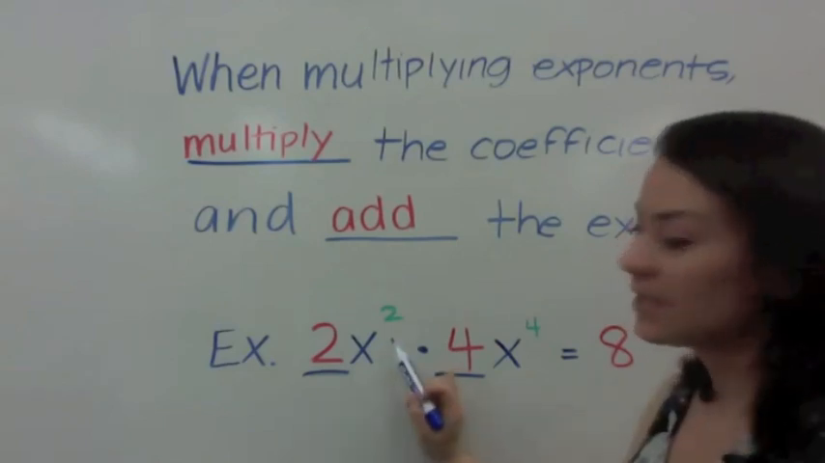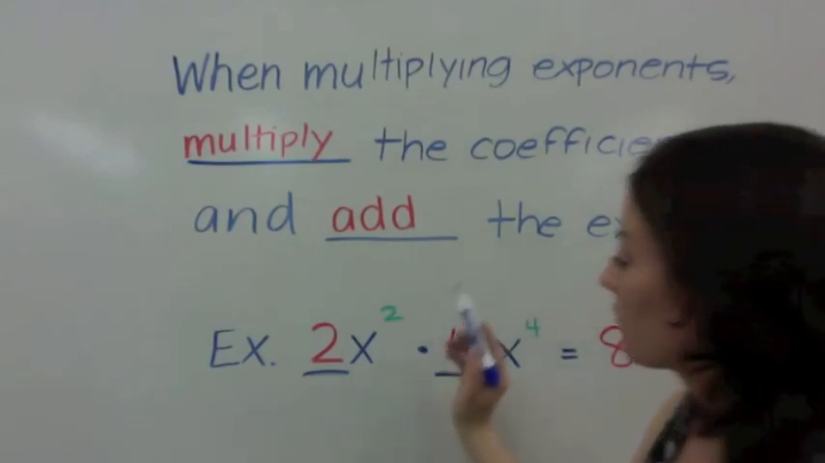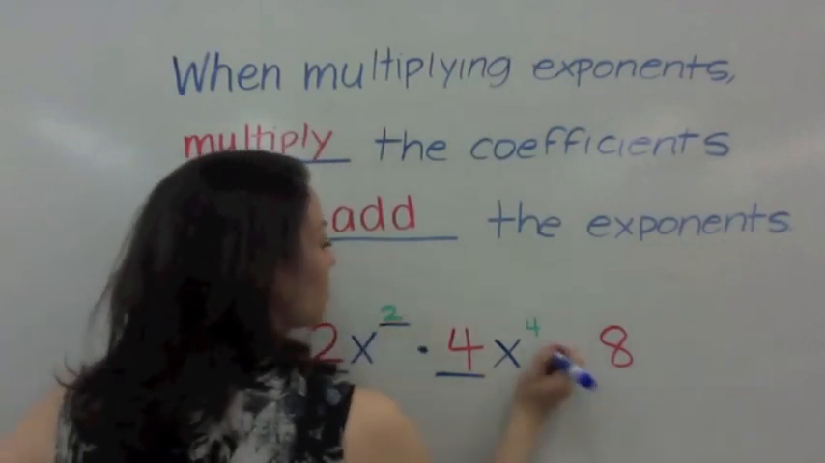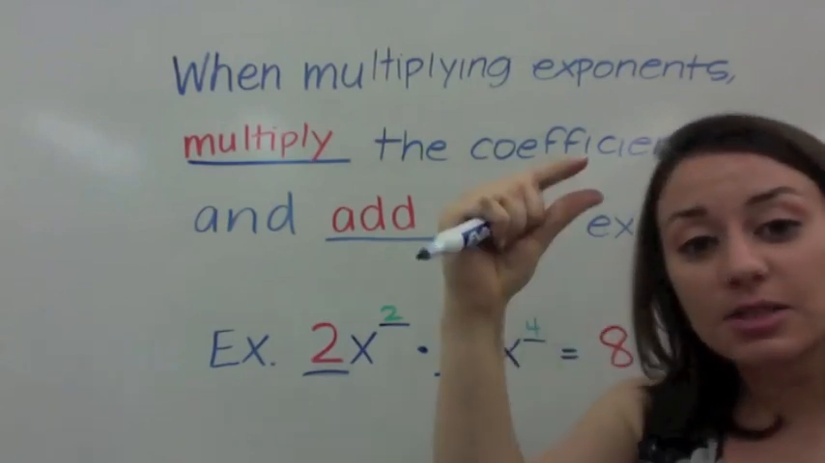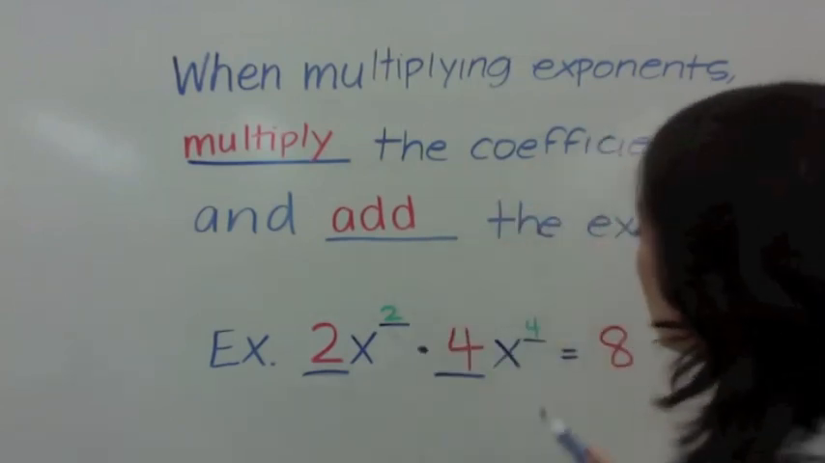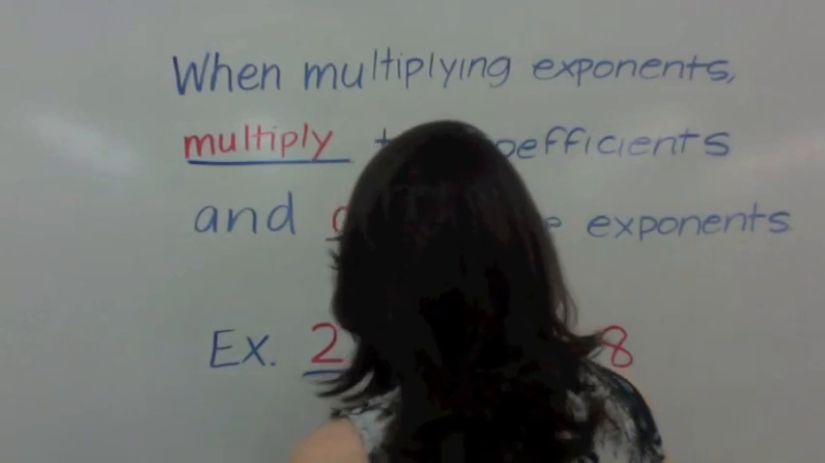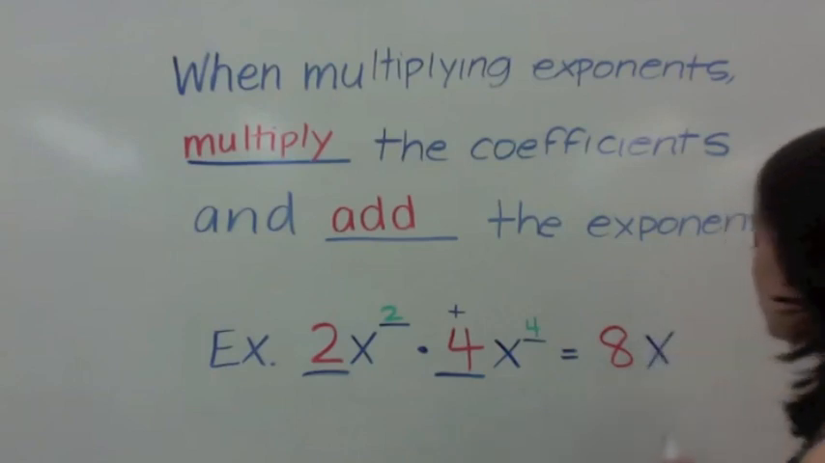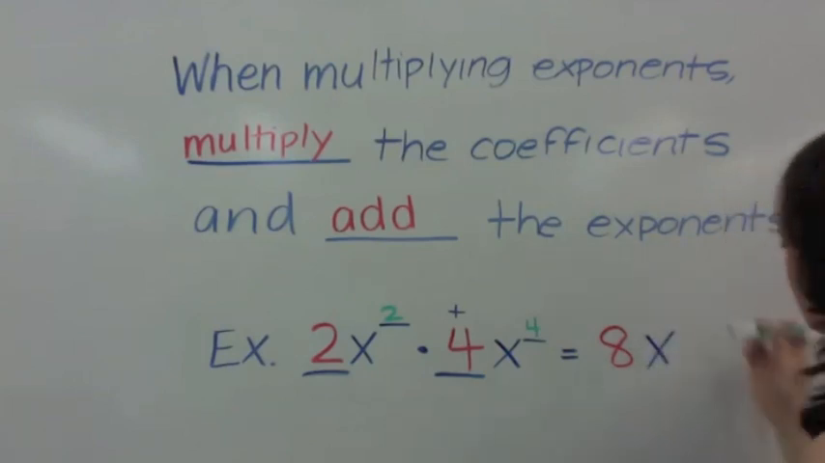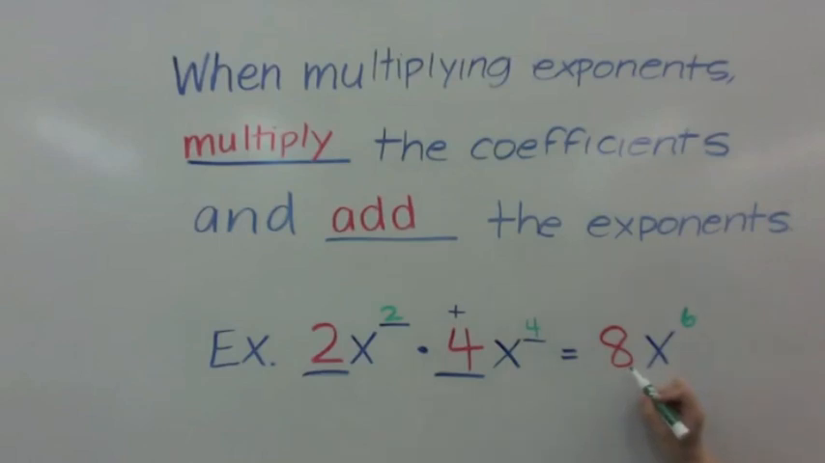Now we look at the exponents, which are the little numbers. When you multiply exponents, you have to add, so we put a little addition sign up here. What is 2 plus 4? It's 6. So it's going to be 8x to the power of 6, where 8 is the coefficient, x is the base or the variable, and 6 is the exponent.